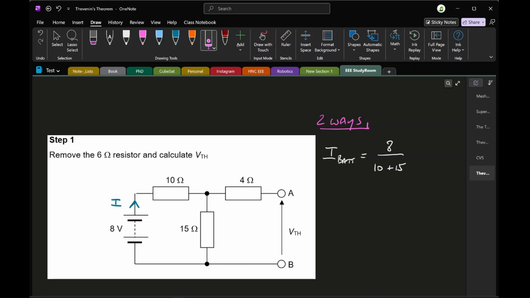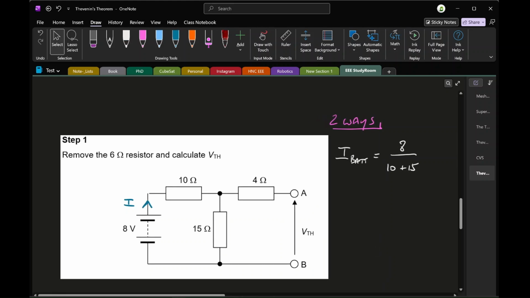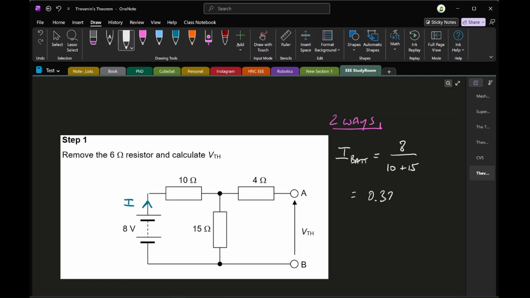What's happening here? A reminder. The current is flowing out of the battery's positive terminal through the 10 ohm resistor and through the 15 ohm resistor back into the battery. No current is flowing through the 4 ohms because there is no connection between A and B. So it's literally just the application of Ohm's law right now. And what we get is that the battery current is going to be equal to 0.32 amps.